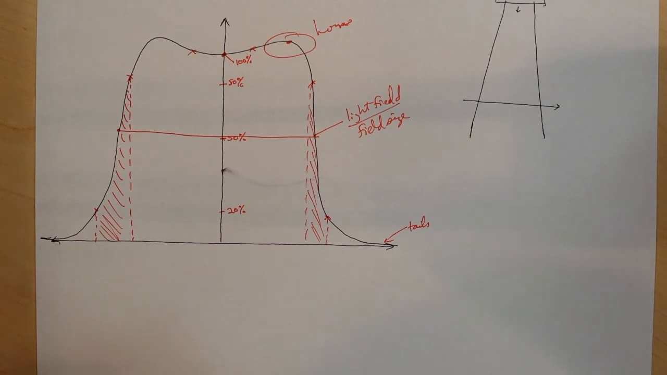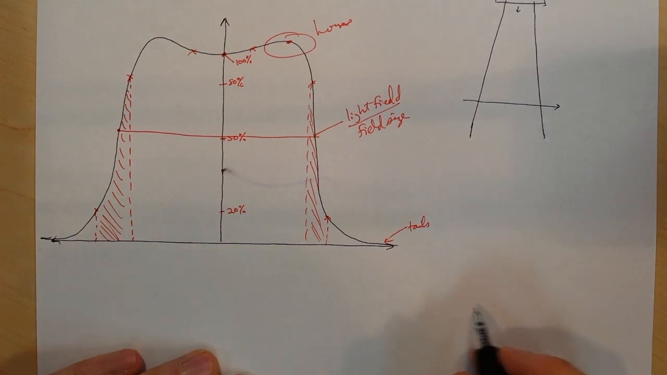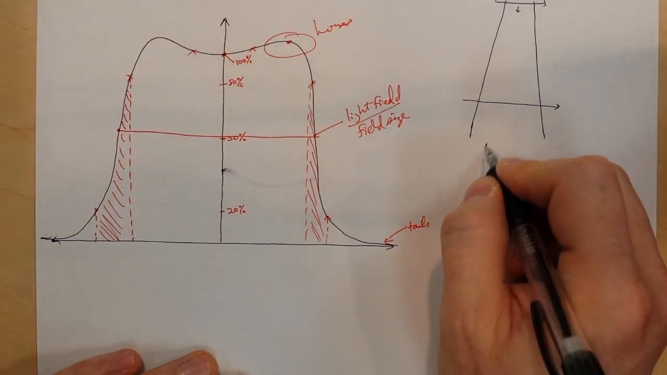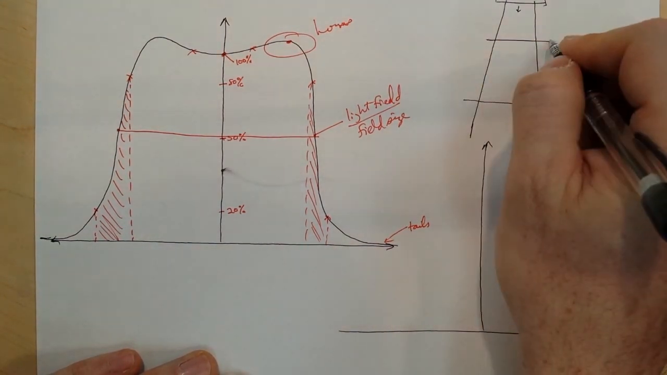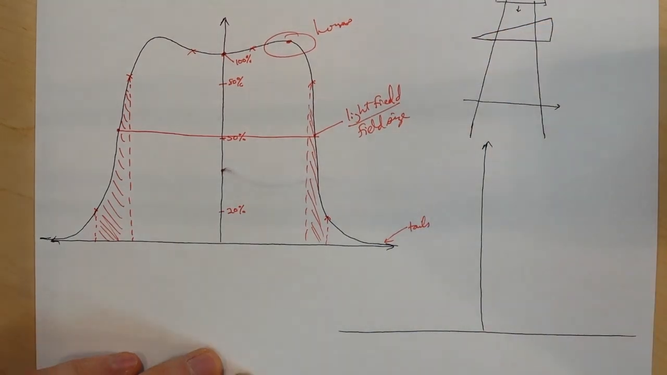What happens when I put a beam modifying device in the field? What happens if I put a wedge in the field? How does that affect my beam profile? So now, if I draw a beam profile, I'm running out of room, and I put a wedge like this in the field, what does my beam profile look like?